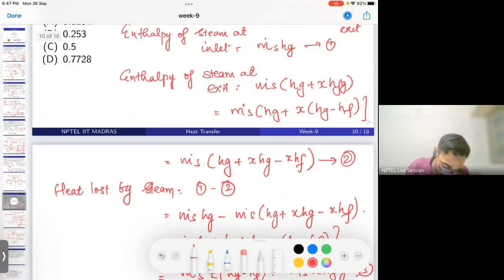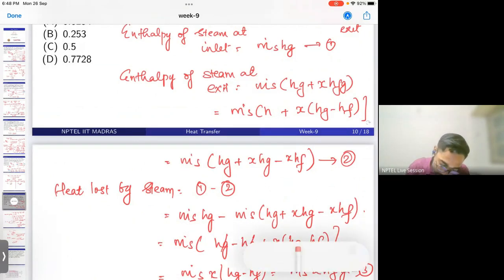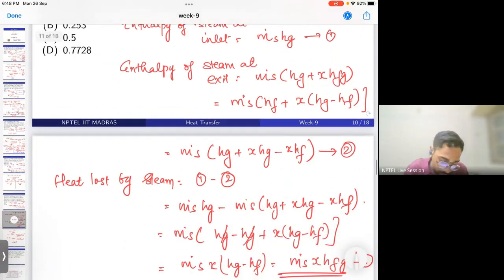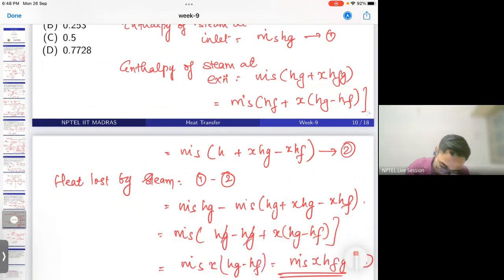Sorry, here I made one mistake. This is not HG, this is HF. HF plus X times HFG. That is the right equation. Sorry, I made a correction here.